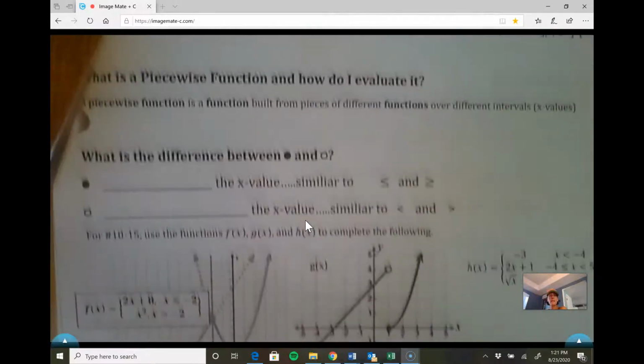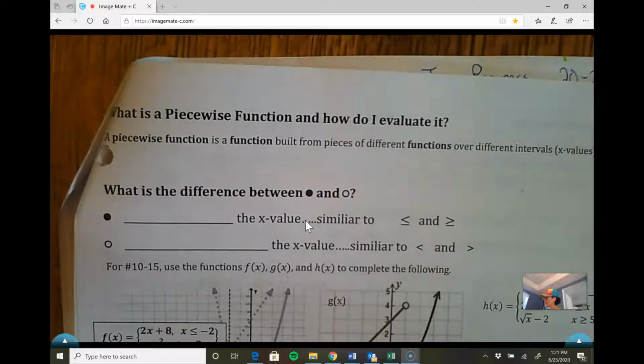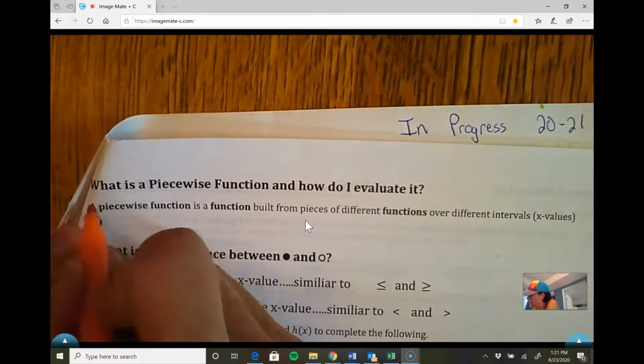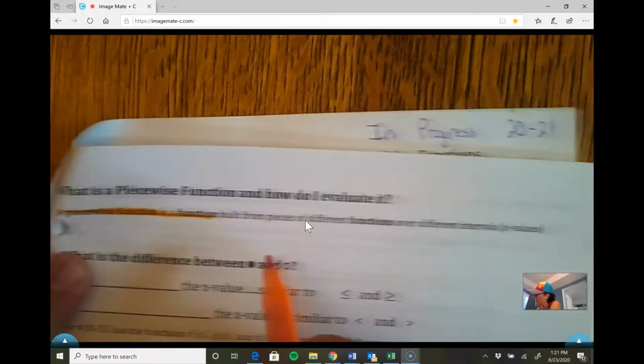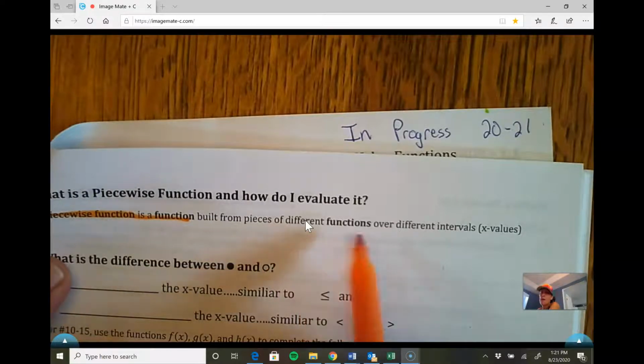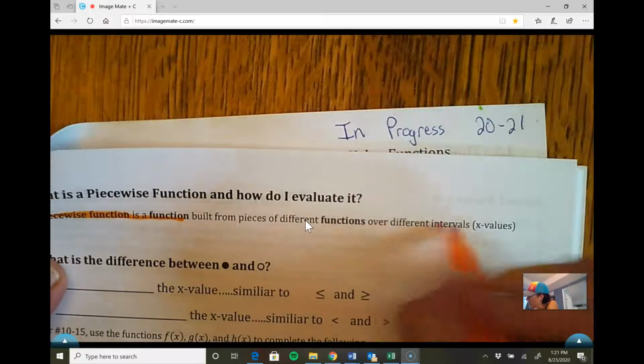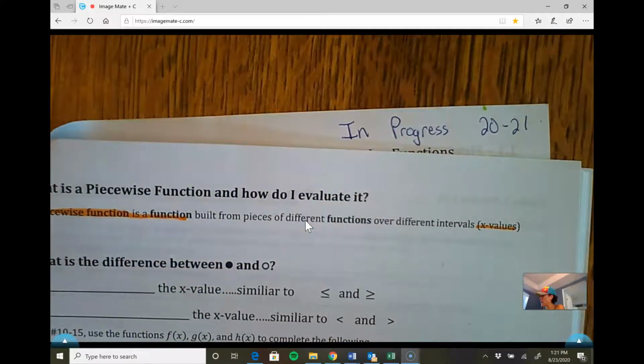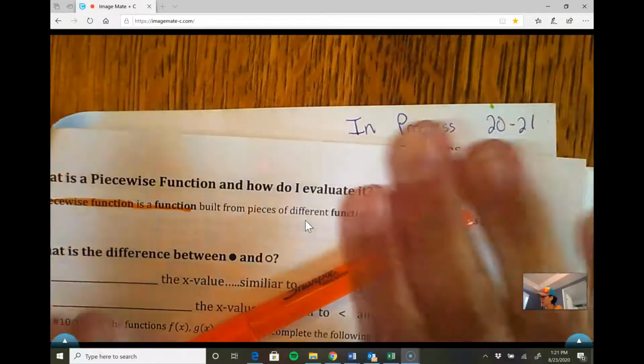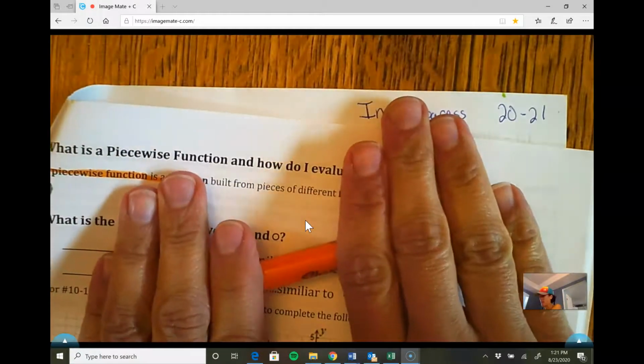So we're going to start looking at something called piecewise functions. So this is just a very basic version, the intro to piecewise functions. So a piecewise function is just a certain type of function that's built from pieces of a bunch of different other functions. And it's going to be over different intervals, different x values. So you're not going to see a whole line, you're just going to see a certain piece of the line.